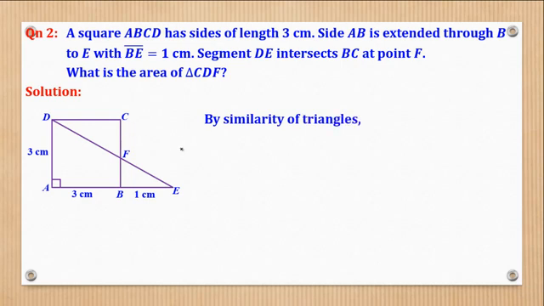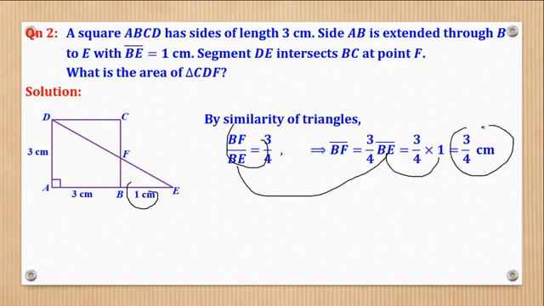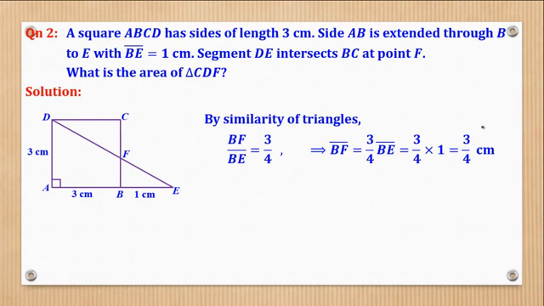So by similarity, BF over BE will be equal to 3 over 4, because these triangles are similar, which gives this. But we know that BE is 1, so substitute for BE, which is 1, and you end up with BF as 3 over 4 centimeters.